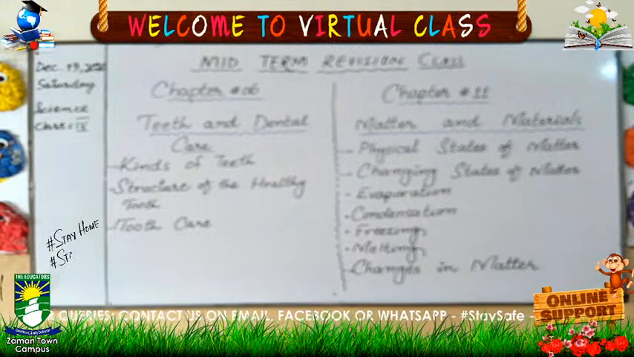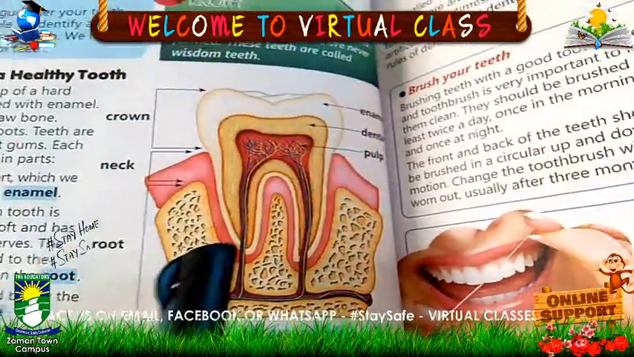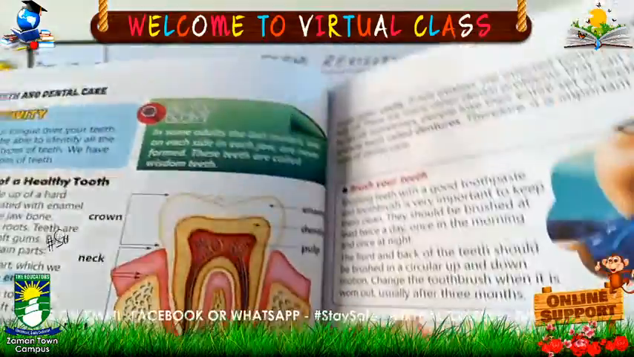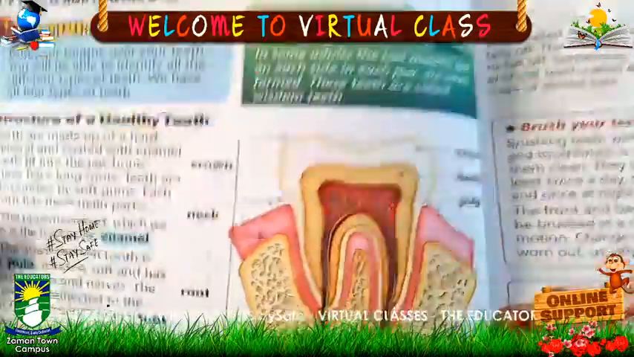Now come to the next page, page number 52. Here you can see there is a picture of the structure of a tooth. It is a healthy tooth. Look at here.